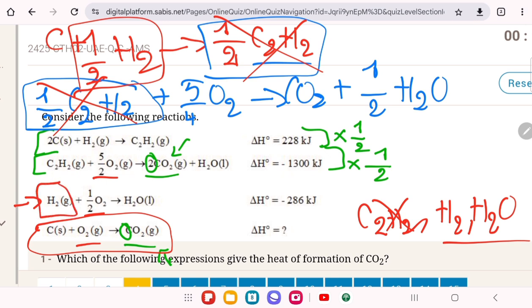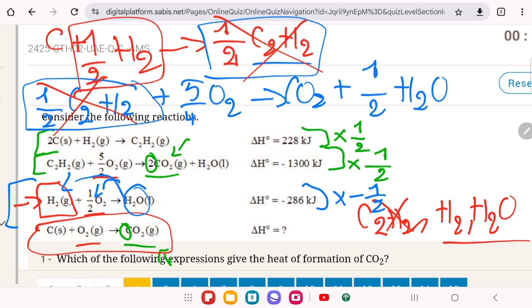So how do you make H2 into 1/2H2 in the products? Whenever you multiply an equation by a negative number, it flips. So now it's going to be H2O gives us H2 plus 1/2O2. But we need 1/2H2 to get rid of the H2, so we multiply it by negative 1/2.